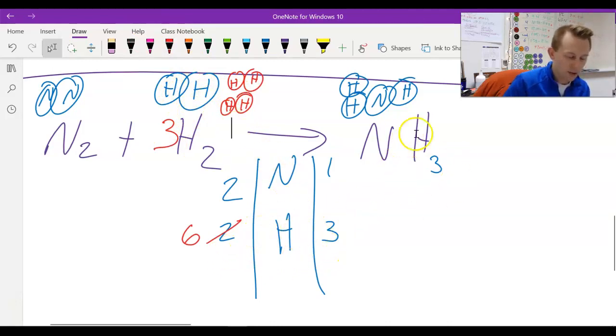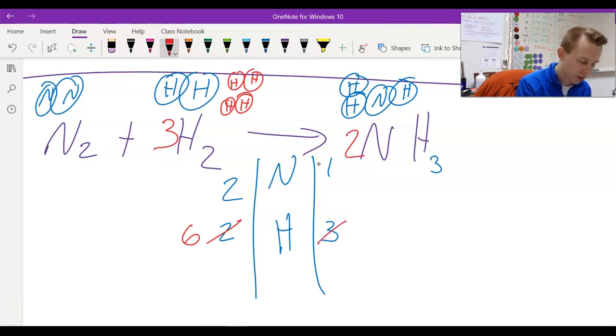Now, the hydrogens on the right-hand side, I want to get those to 6 as well, because a 2 and a 3. So I'm going to put, can you think of it? Yeah, a 2. You're going to want to put a 2 here. So 2 times 3 gets me my 6 total hydrogens. I'm going to cross this out, give me 6.